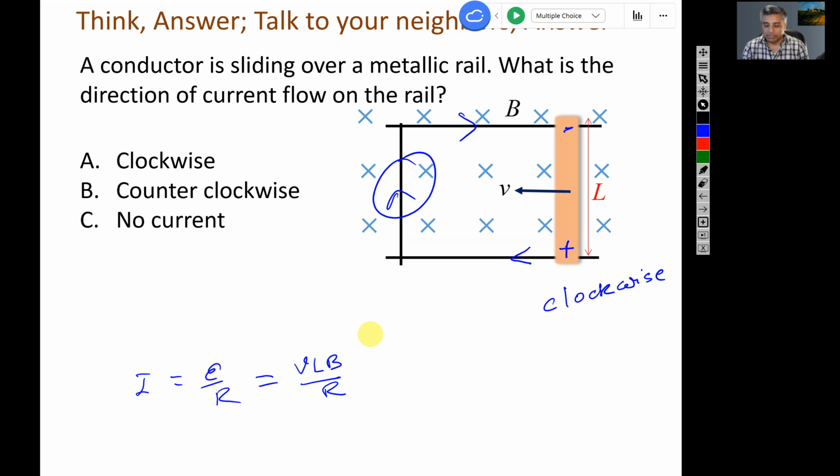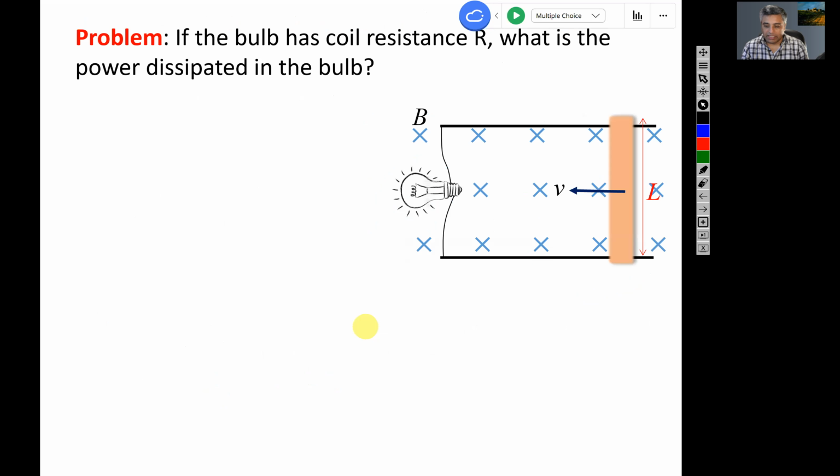So if you are given those values, how fast the wire is moving and so on, you can find it. Let's do one problem before we take a break, okay? It's related to that. If the bulb has a coil of resistance R, what is the power dissipated in the bulb? So we want to write power in terms of B, v, and L. We just learned current is EMF over R, which means vBL over R, right?